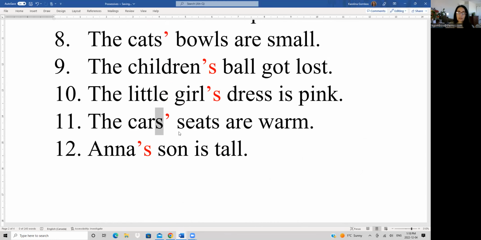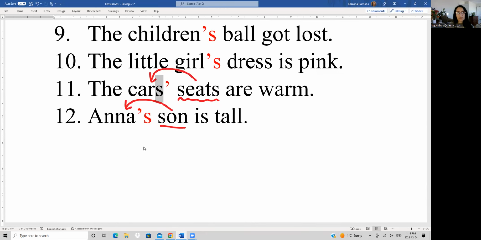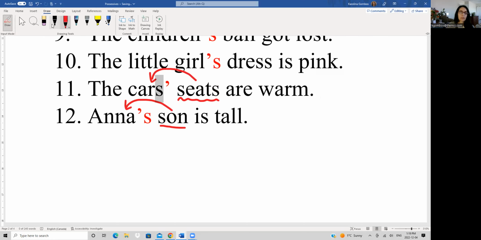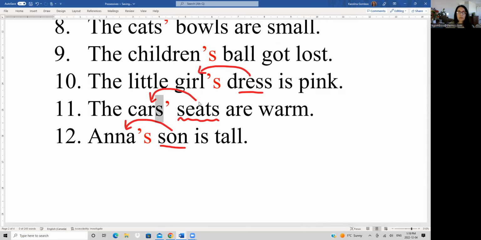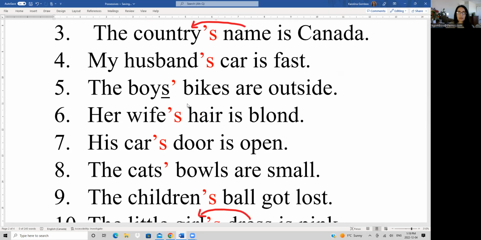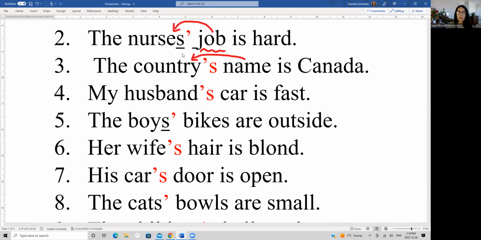What am I talking about? The seats. What kind of seats? The car's seats. Okay. And whose son am I talking about here? Anna's son. Okay. So as you heard, that will be the question. Whose son, whose seat, whose dress, the girl's dress. Okay, the girl's dress. Most of the time when you read it, it's like a Z, country's name, Z.